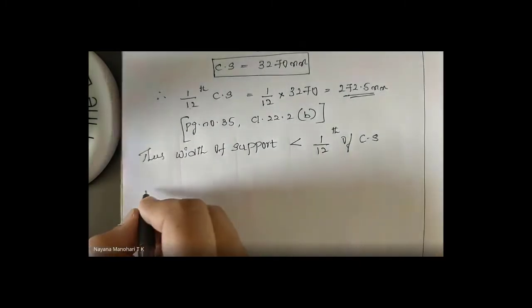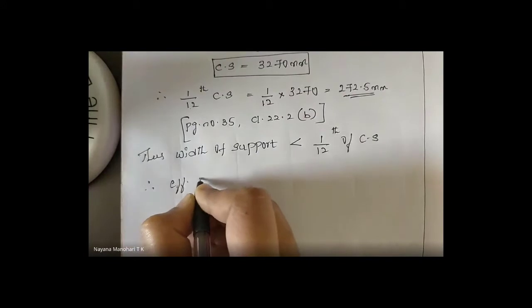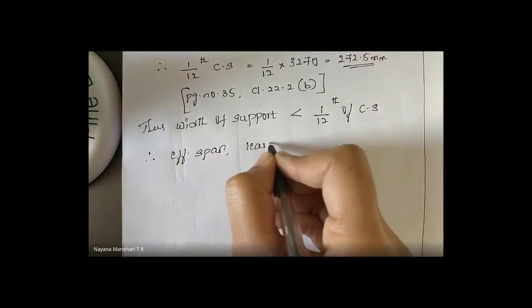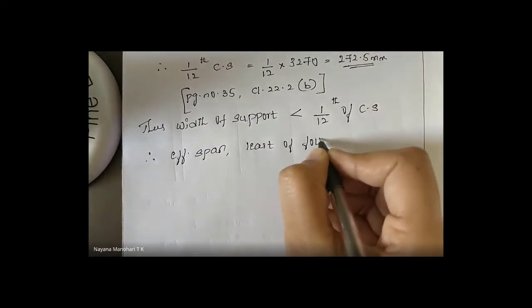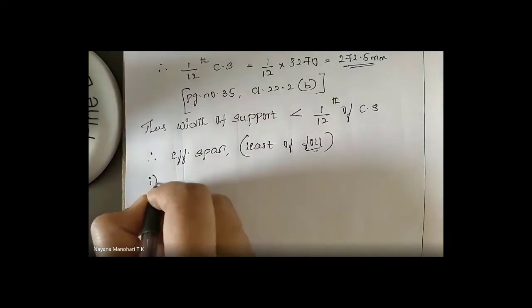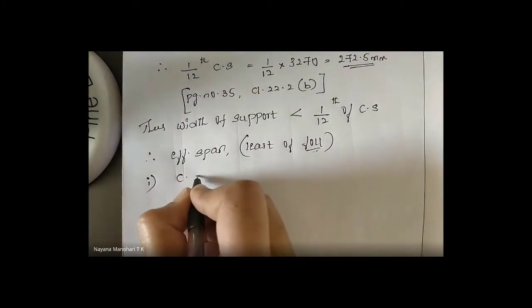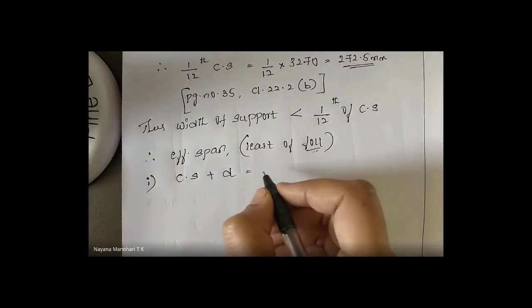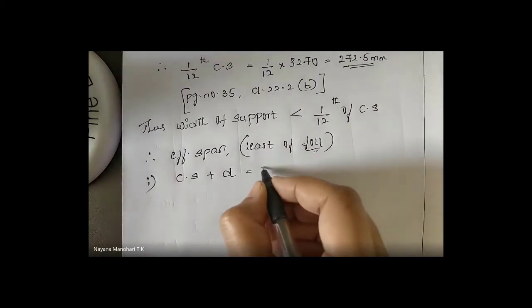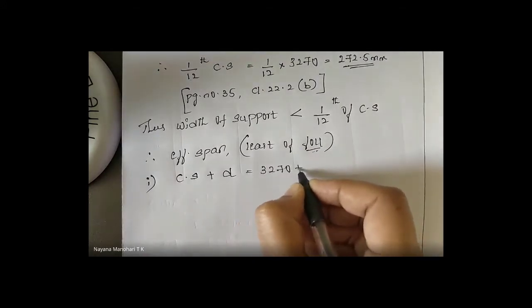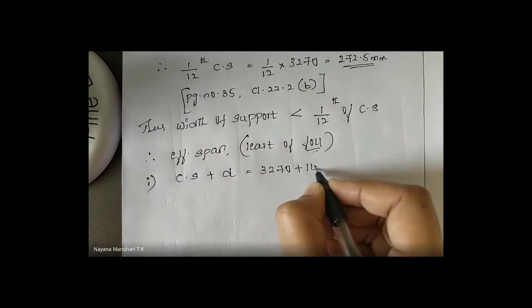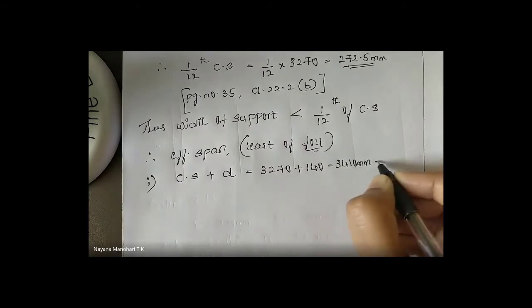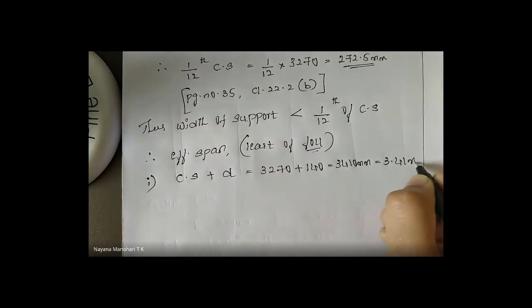Next, you calculate effective span. Therefore, effective span is given by the least of the following. First formula is what? That is clear span plus effective depth. That will be equal to, clear span is 3270 plus effective depth, it is 140. You will get it as 3410 mm. In terms of meter, 3.41 meter.